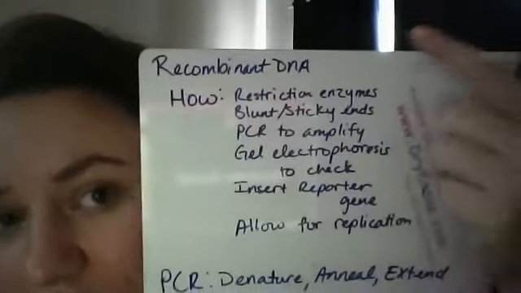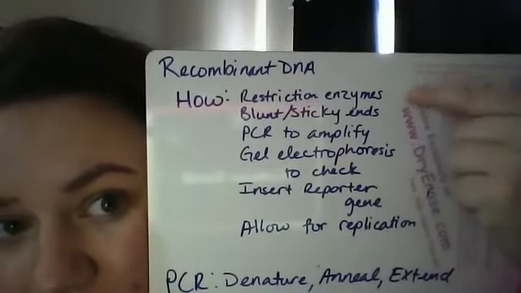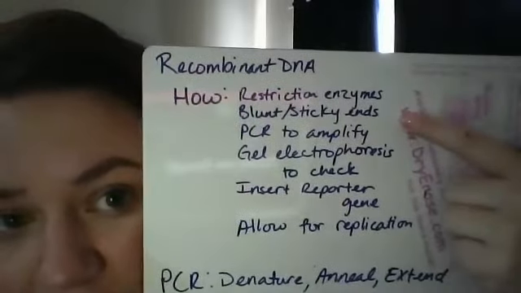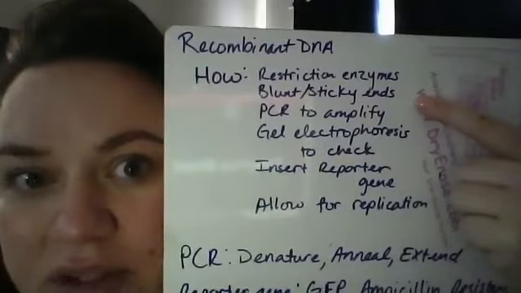So if you want to make recombinant DNA, here's the how. You've got to use your restriction enzymes. We know those come from bacteria. When you cut, you make what's called blunt or sticky ends. It's just how they cut. It's kind of like using decorative scissors.